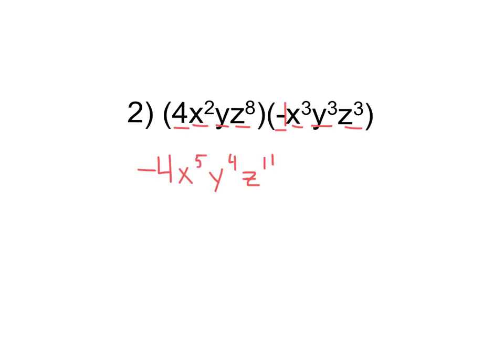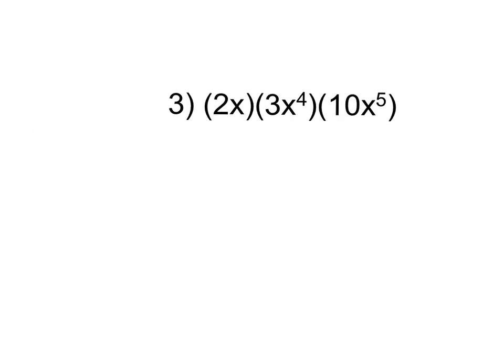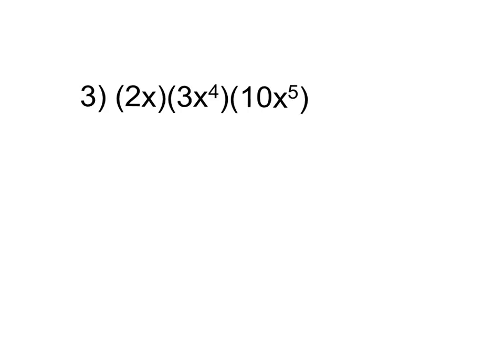And then lastly, number 3. Now I have 3 sets of parentheses. It doesn't change anything, just makes it a little longer. So I have 3 coefficients that I'm looking at. And remember, I'm always looking for numbers without exponents on them. So that's 2, 3, and 10. I need to multiply all those together. 2 times 3 is 6. And then times 10 would be 60.